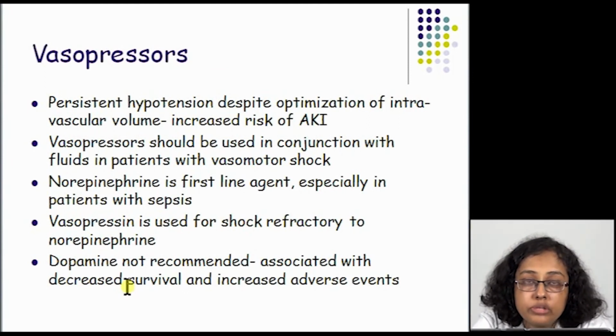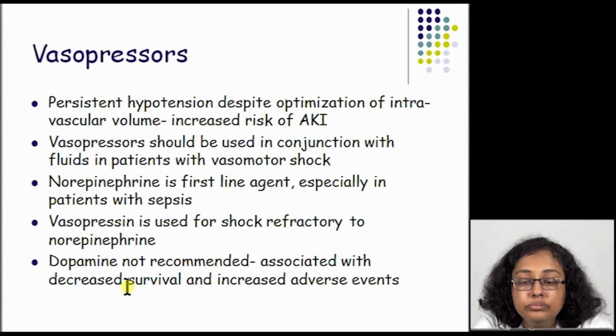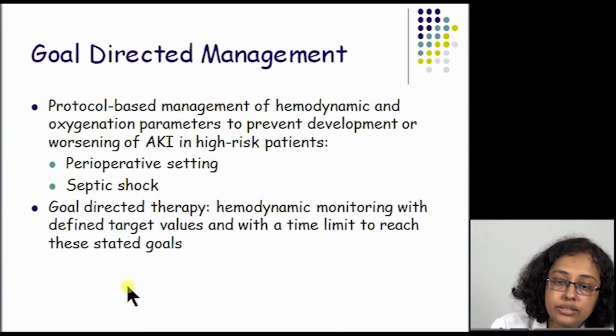If the patient is not responsive to normal saline, resuscitation may often require vasopressors, in persistent hypotension despite optimization of intravascular volume. Vasopressors should be used in conjunction with fluids. The first line of agent used is norepinephrine, especially in patients with sepsis. Vasopressin is used in patients who are refractory to norepinephrine. Dopamine is no longer recommended. We should keep that in mind in these patients, because it is associated with decreased survival and has been shown not to cause renal protection in advanced renal disease.